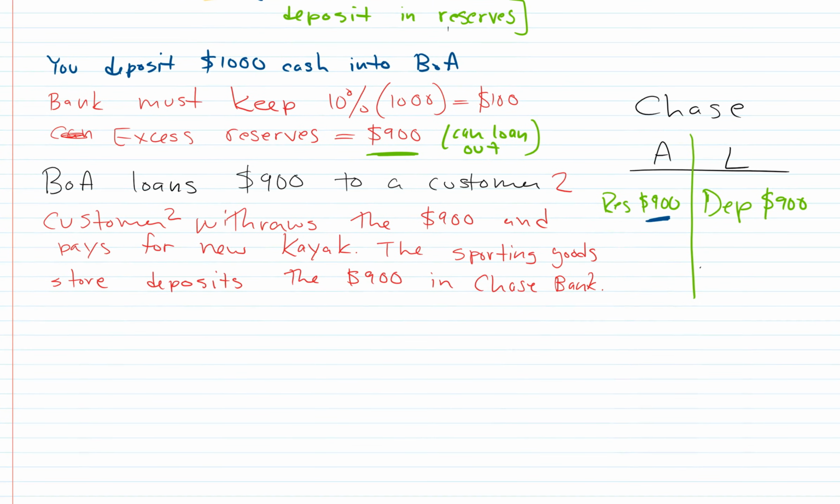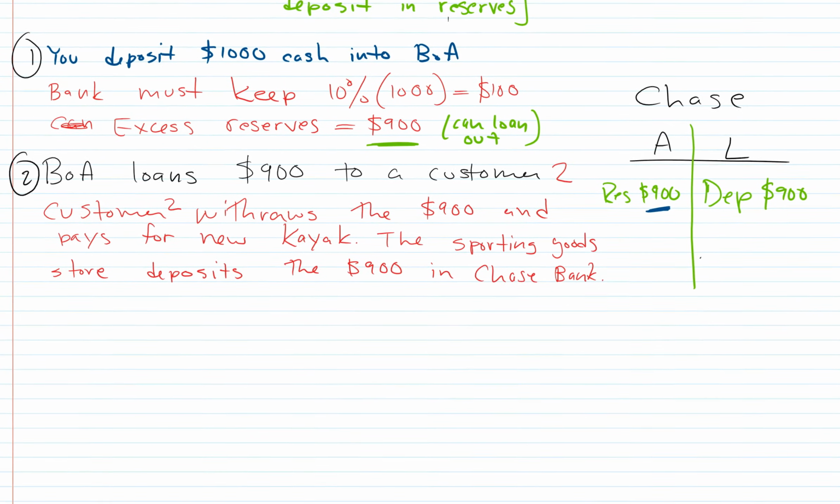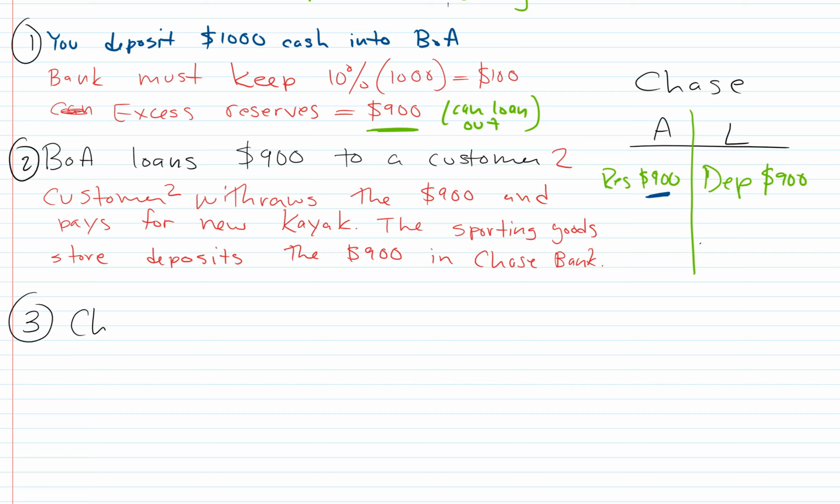Okay, so this was the first thing, you deposit the bank. The second thing was they loan it to another customer who then pays for something and it goes into another bank. Now the third thing, Chase, where's Chase at? Okay, so let's look at Chase. So they make a loan. Okay, so to figure out how big their loan is, you got to see what they need. So they must keep 10%, if the required reserve ratio is 10%, of the deposit of 900.